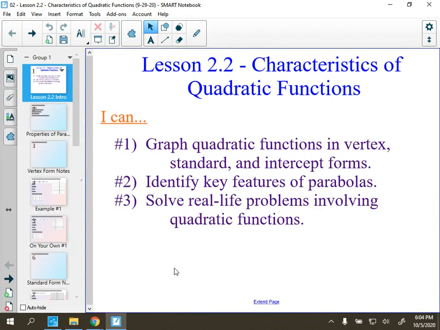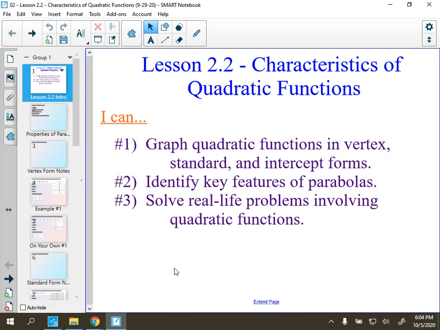All right, and here is the lesson 2.2 characteristics of quadratic function notes. Kind of a big lesson, and know that in class we split this into 2 days, so I'll make sure I mention that spot. So in case you missed the first day or the second day, you can jump to that spot. But for right now, I'm planning on just going through the whole thing, so it'll end up being a longer video. Don't let that scare you away.